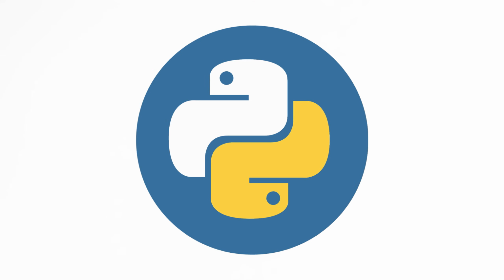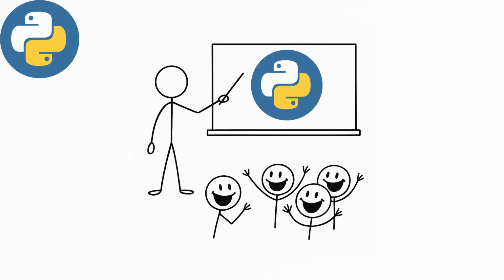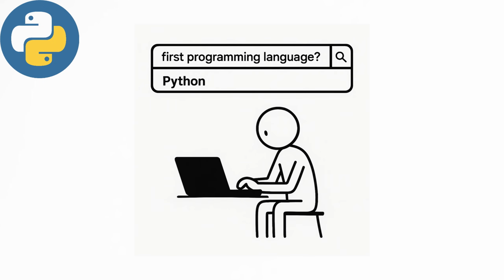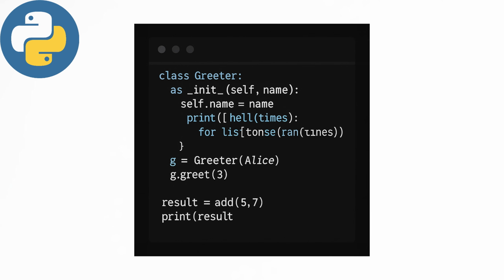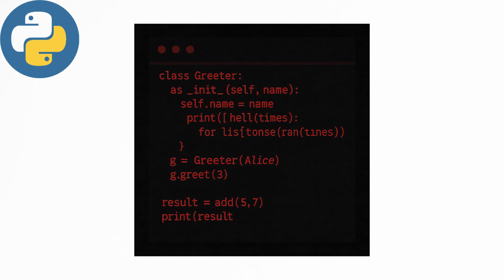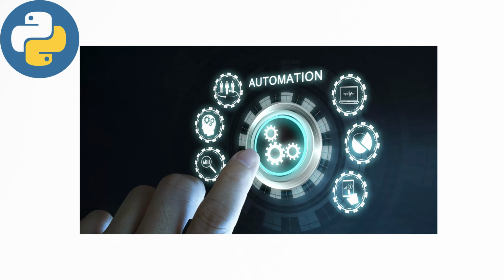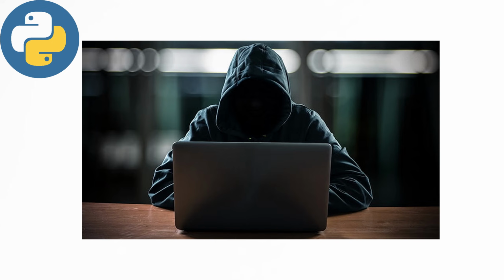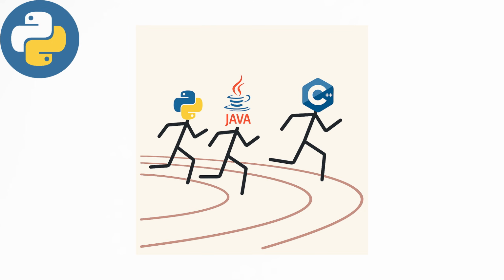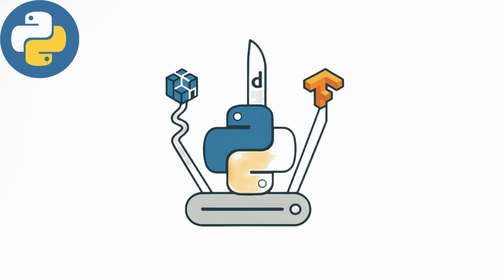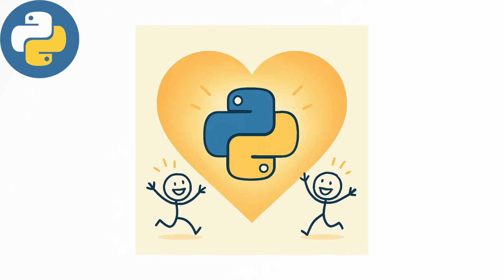Python, the friendly one. Now let's talk about the crowd favorite, Python. If you've ever asked, "What programming language should I learn first?" the answer is almost always Python. That's because it looks and feels simple. But don't mistake simplicity for weakness. Python dominates data science, artificial intelligence, and machine learning. It's also huge in automation, web servers, and even hacking tools. The downside? It's slower compared to C++ or Java. But because of its massive library ecosystem, Python has become the Swiss Army knife of coding. For millions of beginners, Python is their first love.